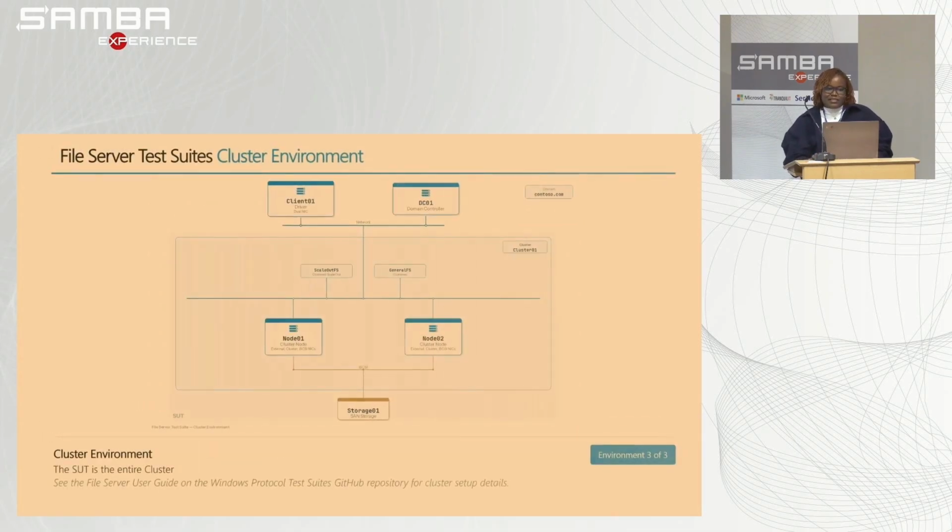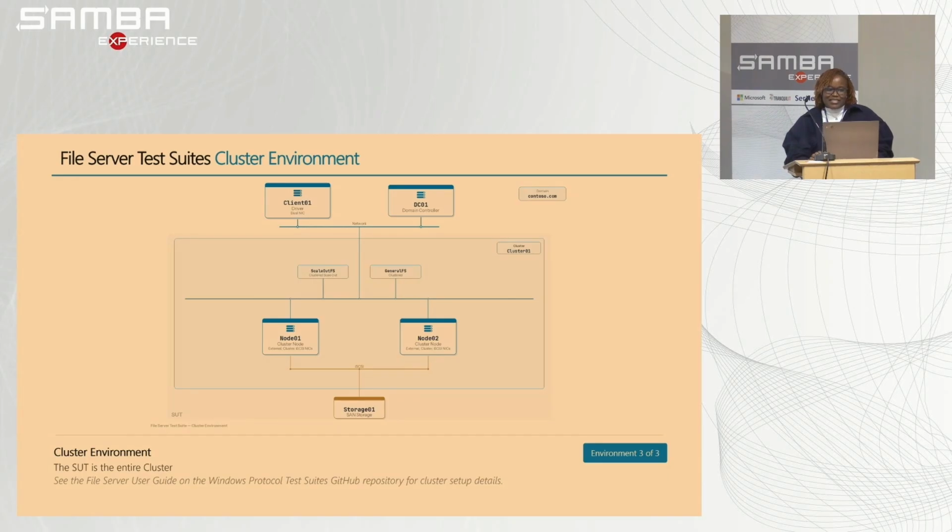The third environment is the cluster environment. It's getting less and less popular. It's the most comprehensive and adds multiple server nodes and shared storage. This is where you test high availability scenarios. So like service witness protocol notifications when a node goes down, persistent handle reconnects, where a client resumes file handles on a different cluster node without losing state, as well as shadow copy operations. It's the most complex setup and essential for testing enterprise-grade file server deployments.